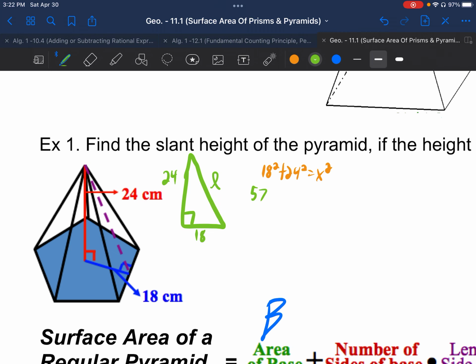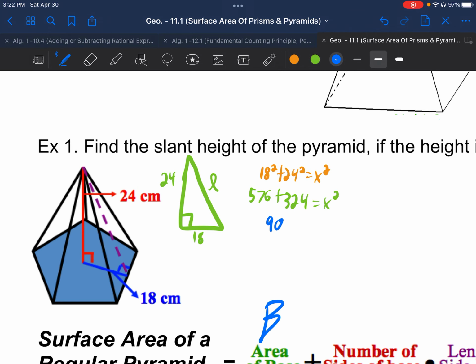18 squared is 324. 24 squared is 576. I mix those around. And that'll be equal to x squared. So we add those together, we end up getting 900 is equal to x squared. Well, now, in order to get x, we square root. And the square root of 900 is going to be 30. So that means our slant height is 30 centimeters.